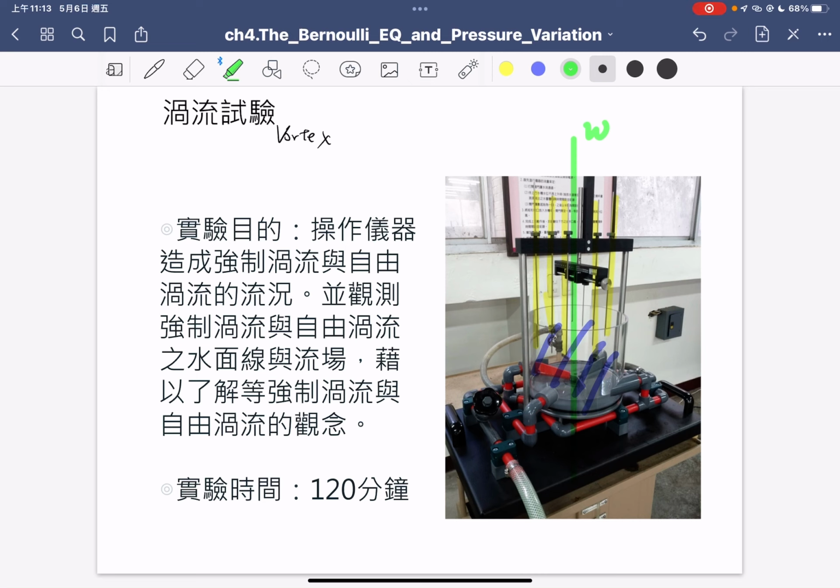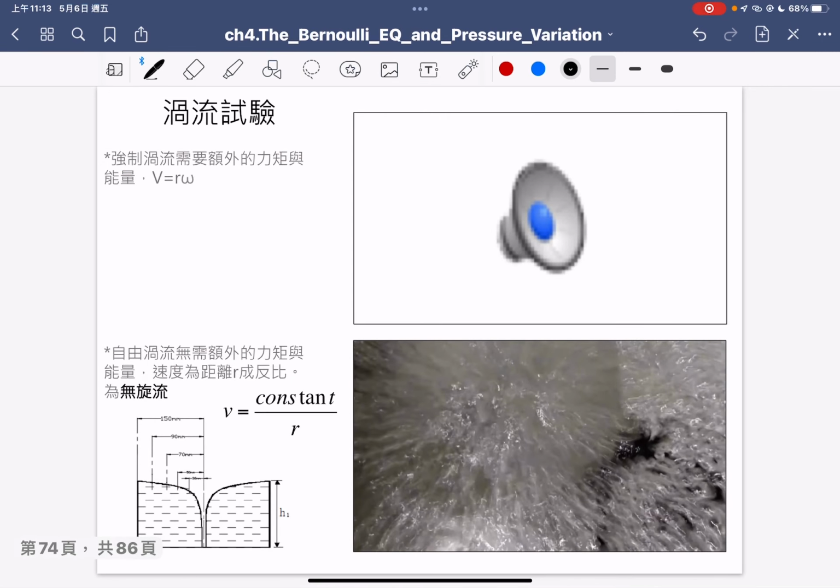Okay, so in that case, we call that the forced vortex. Okay, so what is the free vortex? The upper one, we call the forced vortex, the velocity is equal to r multiplied by omega, the angular speed. But the bottom one is the free vortex, and the velocity is proportional to 1 over r. So those are different velocity definitions: the upper one is the forced vortex, and the bottom is the free. And then you see the free vortex surface profile has a different shape.